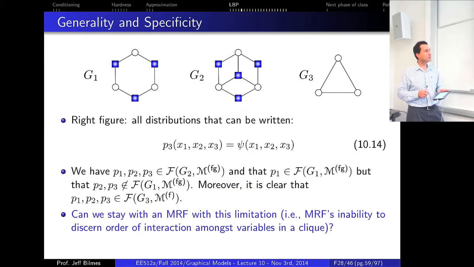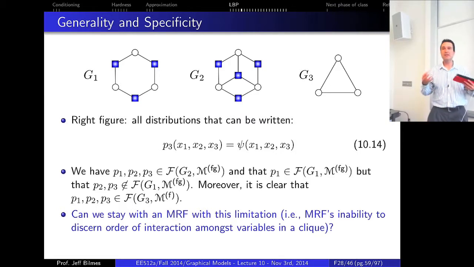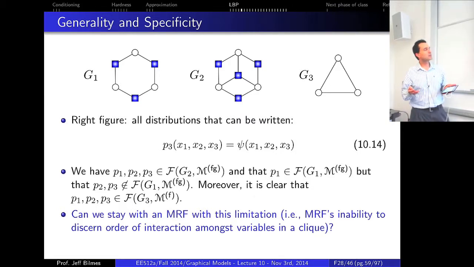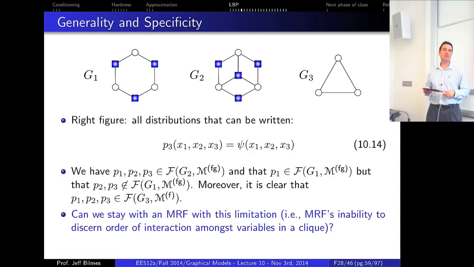So what are we to do? Can we stay within the Markov random field formulation with such a limitation? The limitation basically is the Markov random field's inability to discern the order of the interaction amongst the variables in a clique. This is true of any Markov random field. You could have a big clique of variables, and you don't know: does that consist of n choose 2 pairwise factors, or does it consist of 1 factor involving all of the variables in the clique? It's not stated in the Markov random field.